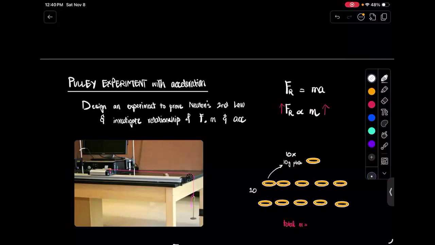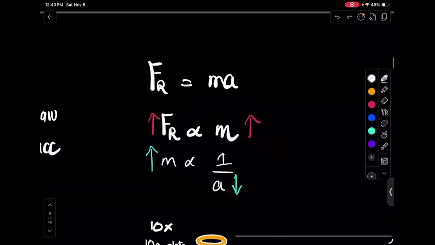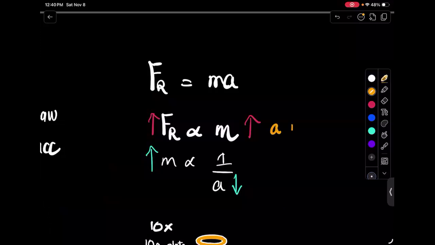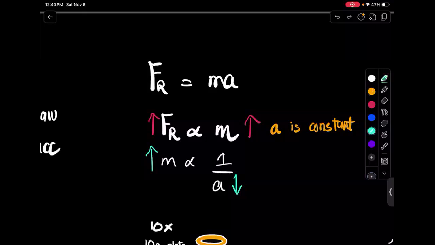And mass is inversely proportional to acceleration. That means if the mass is greater and I apply the same force, it will accelerate less. So these are the two deductions of Newton's second law. Keep in mind that when I say resultant force is directly proportional to mass, I am saying that acceleration is constant. Whenever you want to see the relationship between two things, you have to assume everything else is constant. So if I'm saying that when I increase the mass it requires a greater resultant force, I have to assume that acceleration is constant. Only then, when I increase the mass, is the resultant force required greater.